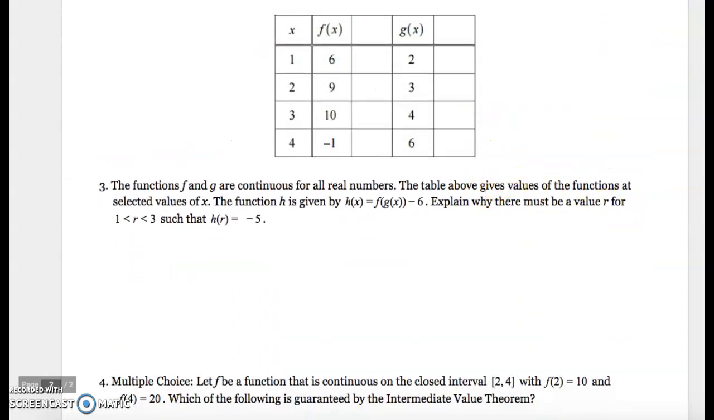All right, in this next section, let's see what we got. The functions f and g are continuous for all real numbers. That's nice because when they give us that, we don't have to bother checking for IVT. The table above gives values of the functions at the selected values of x. The function h is given by this equation. Explain why there must be a value r for 1 to 3 such that h of r equals negative 5. Okay, so we already have that your functions are continuous, right? F and g are continuous, which makes h continuous. So since h of x is continuous, and the interval we're considering is the interval they give us.